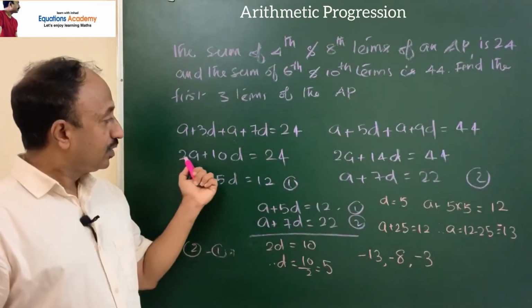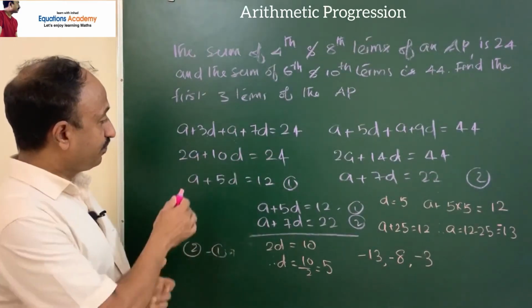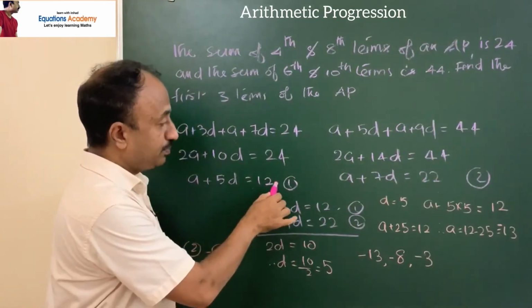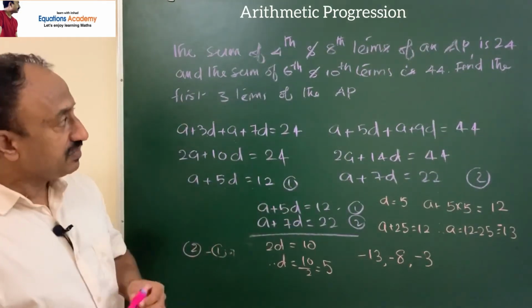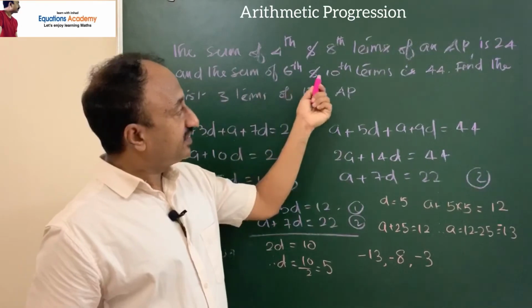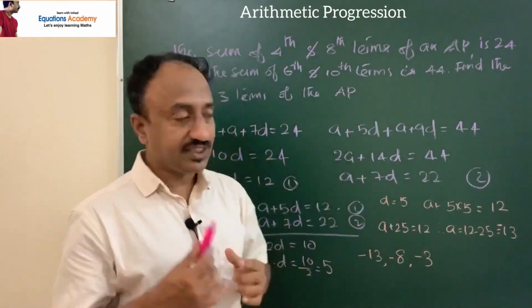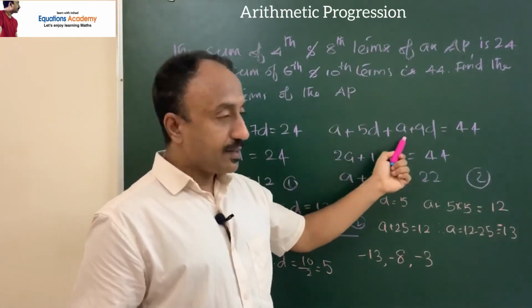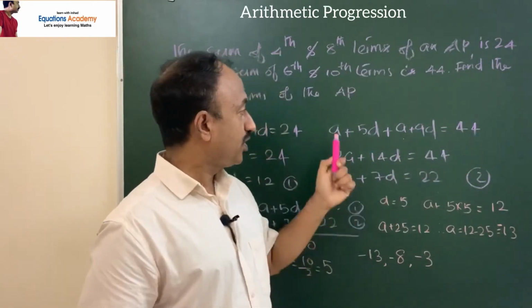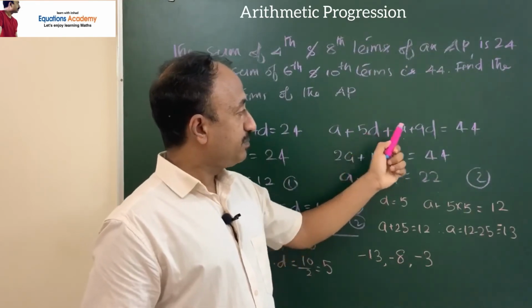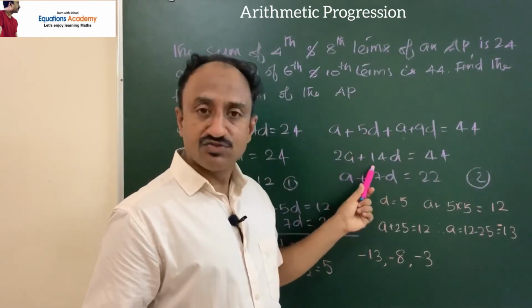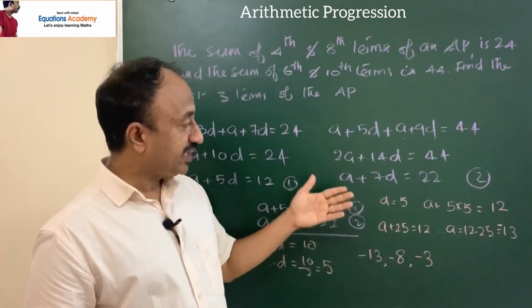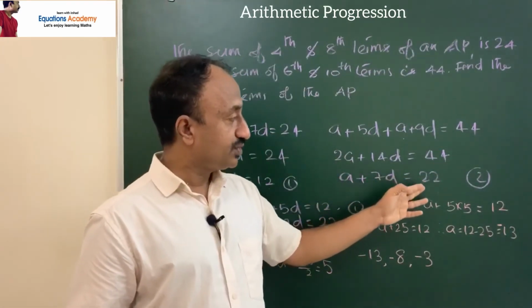If we divide this by 2, if you take half of this, we will get a plus 5d is equal to 12. Put it as equation 1. Similarly, what is given? The sum of the 6th and 10th terms is 44. The 6th term, that is a plus 5d, plus the 10th term, that is a plus 9d, is equal to 44. a plus a is 2a, 5d plus 9d is 14d, 2a plus 14d is equal to 44. If you divide it by 2, you get a plus 7d is equal to 22.